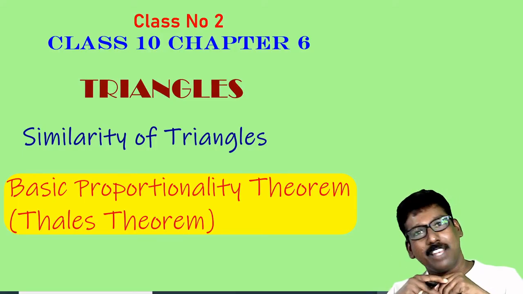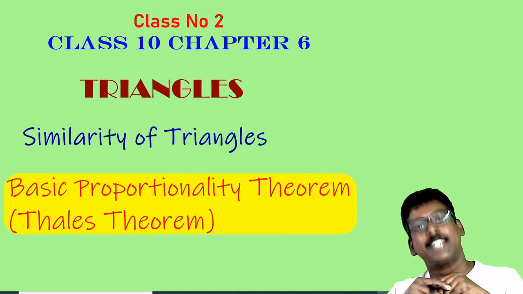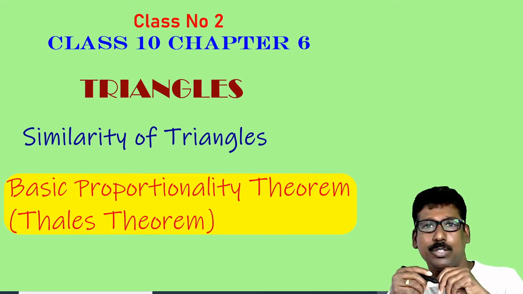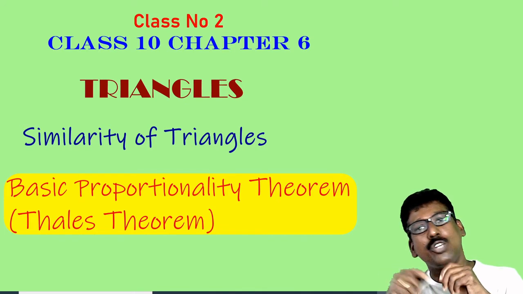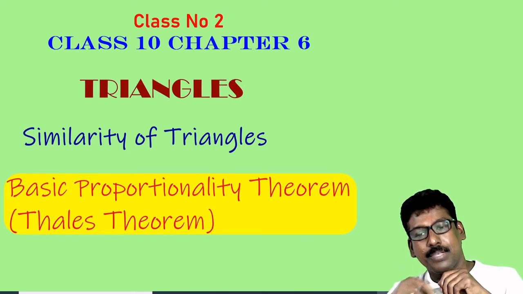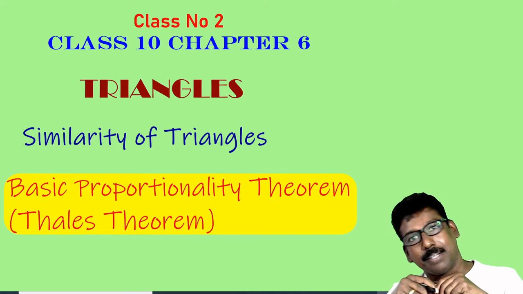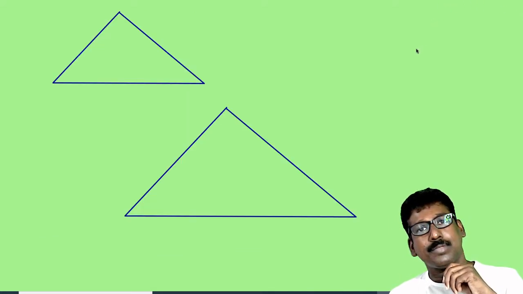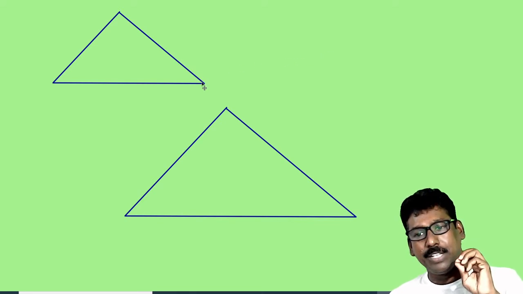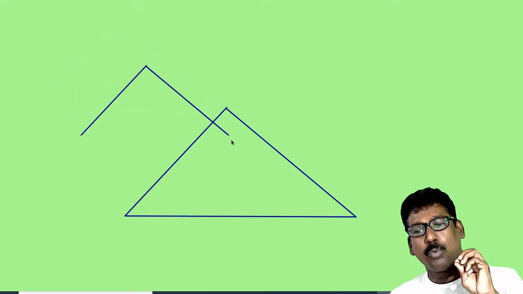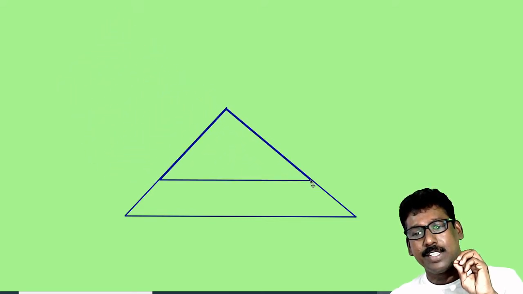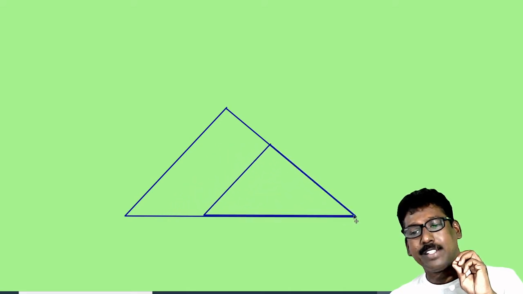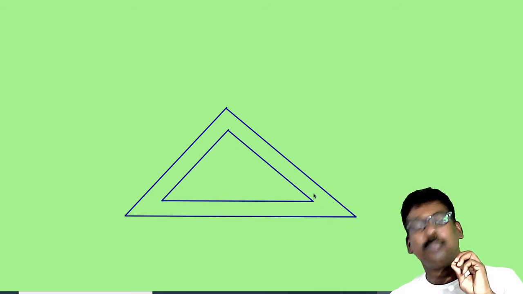Welcome to my second class on chapter number 6, Triangles. In this class, I am going to discuss similarity of triangles and basic proportionality theorem. Now, let me take two triangles here. These two triangles will become similar if their corresponding angles are equal. Here you can see corresponding angles are equal and its sides are proportional.